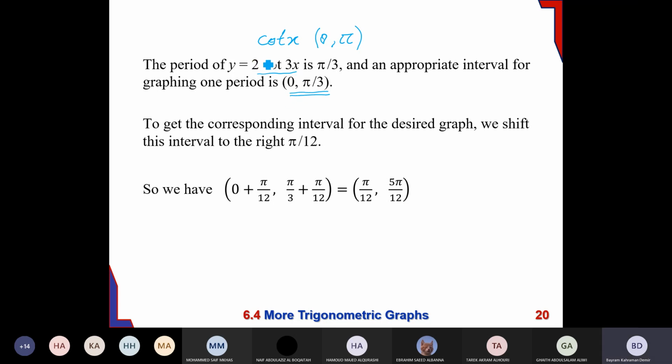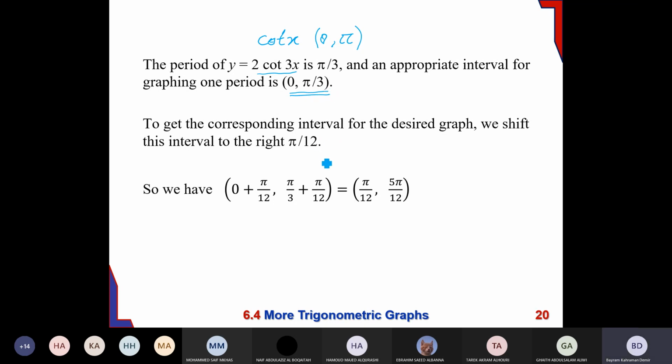And if somebody has a question about this number 2, it has nothing to do with asymptotes or shift. It has to do with vertical shrinking or stretching, right? So that's why we are not touching this number 2. If somebody is wondering what's happening to 2, we have no problem with 2. Now, this is for cotangent 3x between 0 and pi over 3.